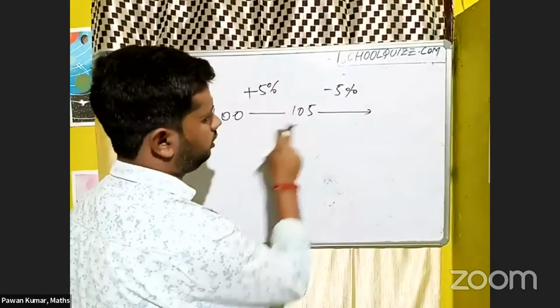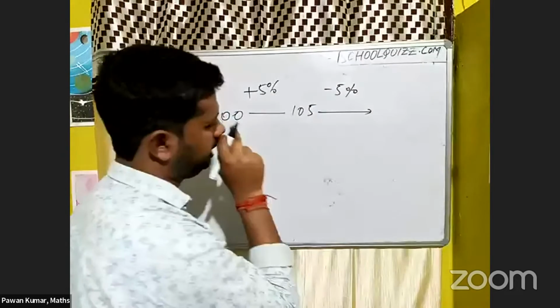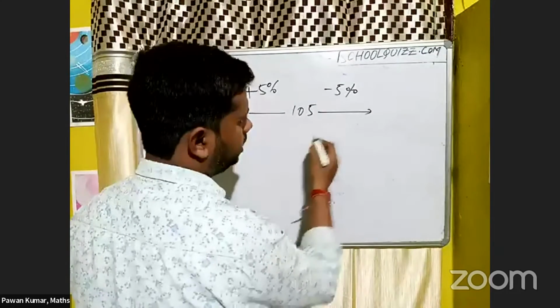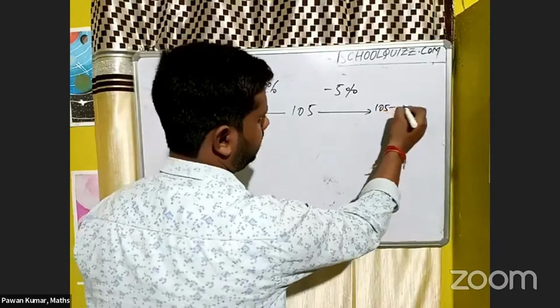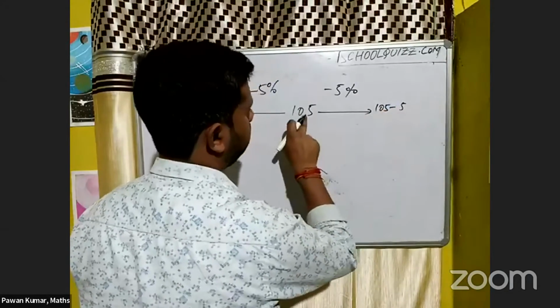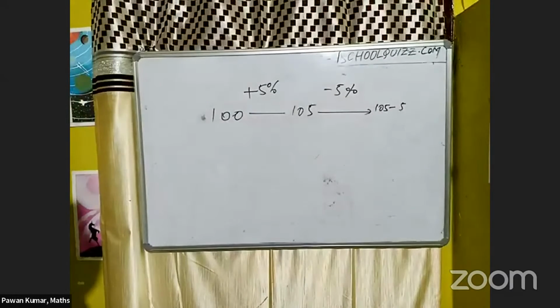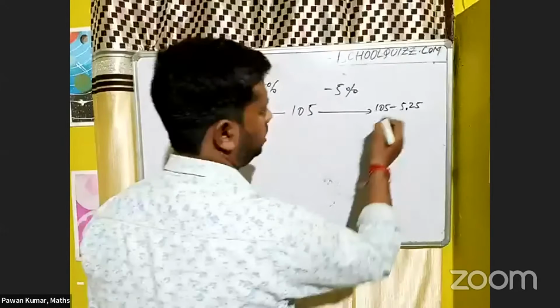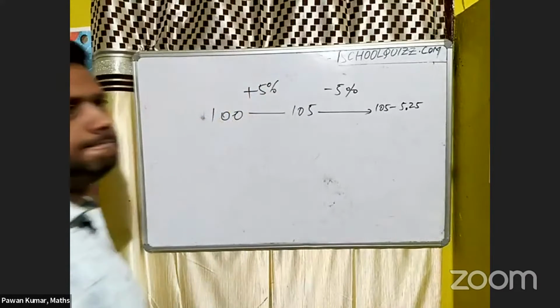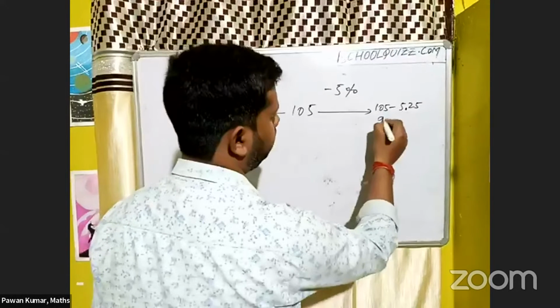What is 5% of 105? It is 5.25. So 105 minus 5.25 is 99.75.